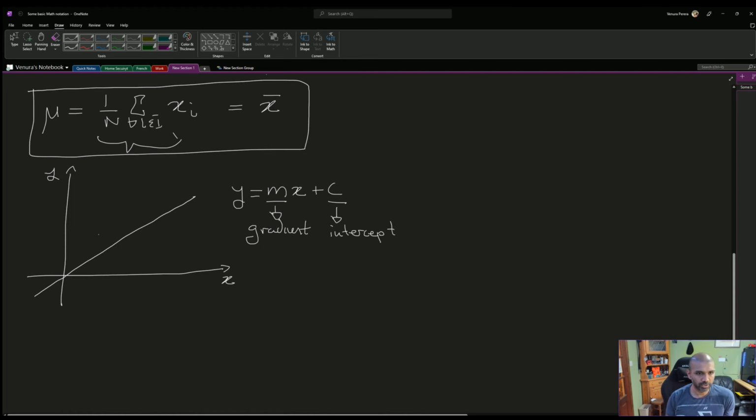Now, if we look at this case here, we know that when x is equal to 0, the intercept point here is 0. So we can rewrite this equation quite nicely to make our math a little bit easier into y equals mx. So we've got this simplification, which is quite nice.